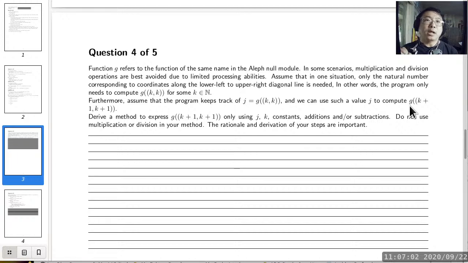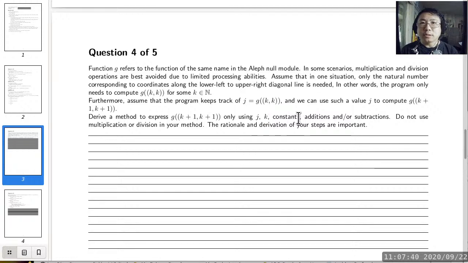In other words, by the time we need to compute the g value of k plus 1, k plus 1, we already have the value of g of kk. So that's basically the assumption that we can make. Derive a method to express g of k plus 1, k plus 1 only using j, which is defined like this over here, and k, which is part of the coordinate, because k plus 1 is the new coordinate, and then kk is the coordinate of the last pixel that we have computed a g value for.